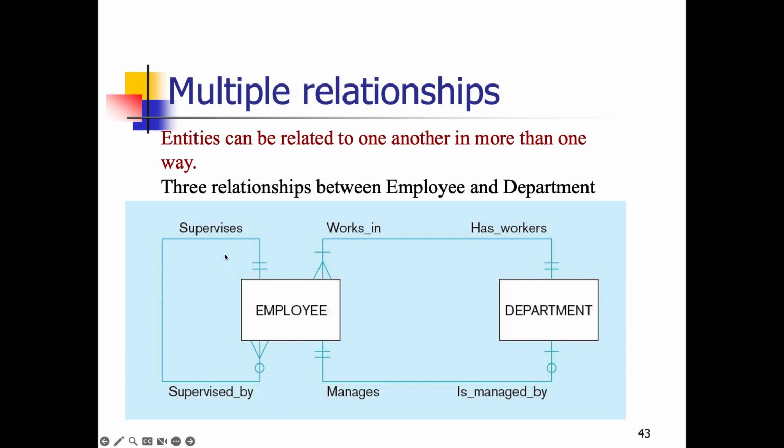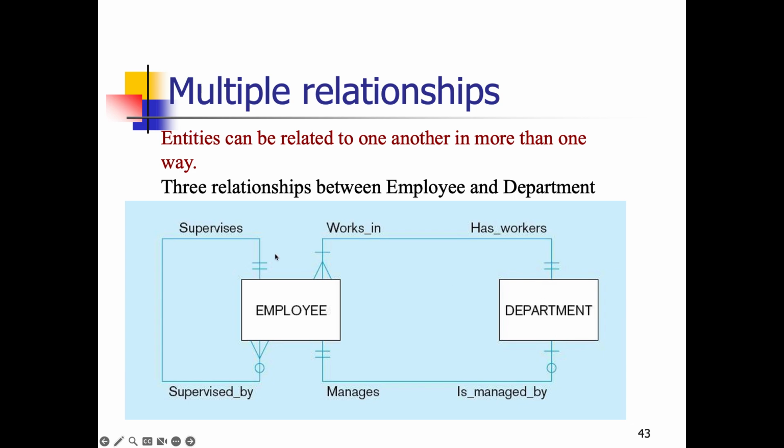Yeah, this would be an optional one. So instead of this line here, we will have an oval that shows it is optional. And then the relationship between employee and department, this is also another type of relationship that you haven't seen before.